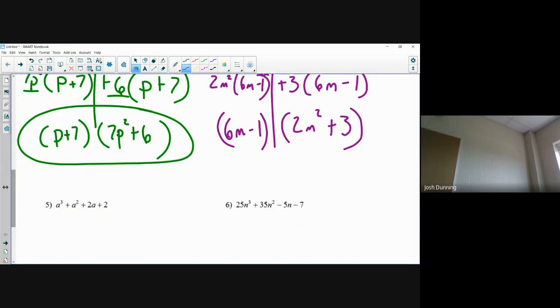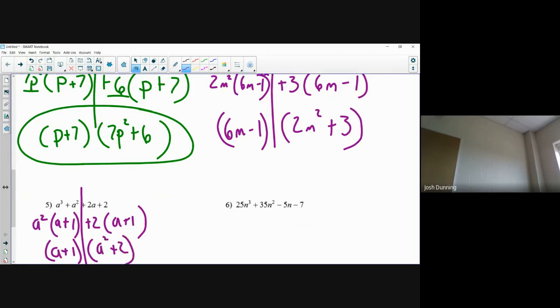Number 5. Split it down the middle, a squared. A squared divided by itself is 1. I need that 1 because there's nothing else. And then we divide by 2. There we go. Pull that a plus 1 out. Only write it once. There you go. That one's done.